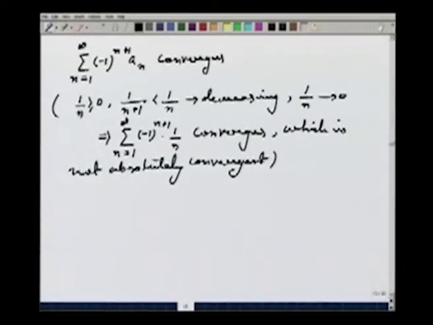So the properties are very simple to remember. For this Leibniz test, as a model, you should always remember the series minus 1 to the power n plus 1 into 1 by n. The conditions are exactly analogous to this series. That means an's are non-negative, decreasing and go to 0 as n goes to infinity. Then the alternating series converges. Now let us come to the proof of this.